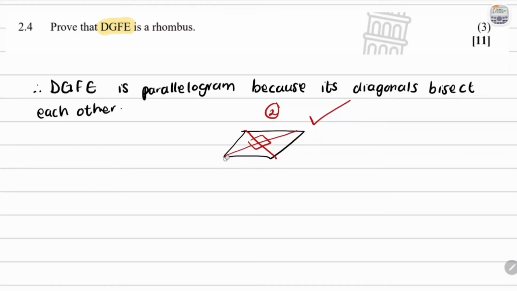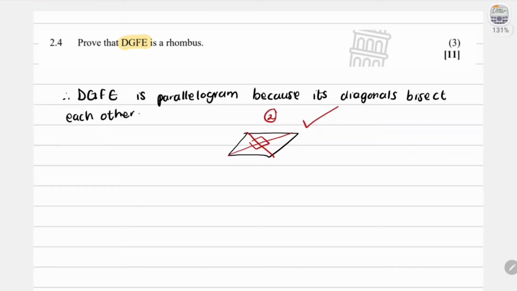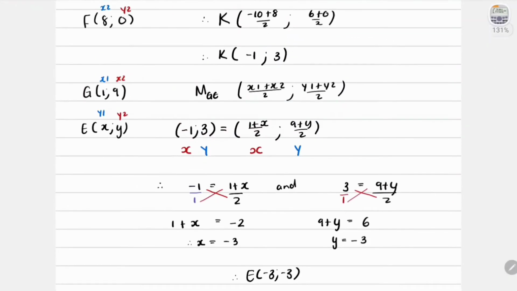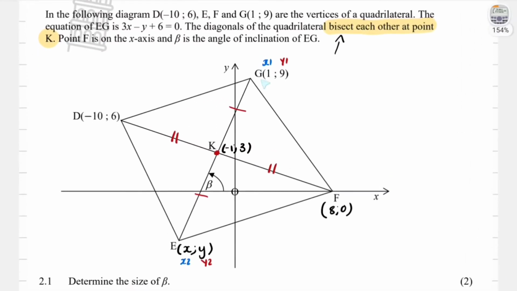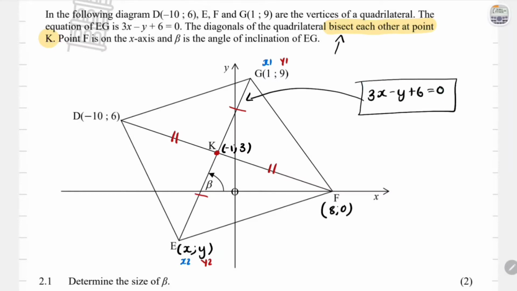So how do we show them that these diagonals bisect at 90 degrees? There's a reason I chose the diagonals: do you notice that throughout the questions, they already gave us the equations of the lines of these diagonals? So EG, which is this line, its equation was 3x minus y plus 6 equals 0. So we have the equation. It's good that we have the equation because for us to show them that they bisect at 90 degrees, you just have to show them that this line is perpendicular to that line.